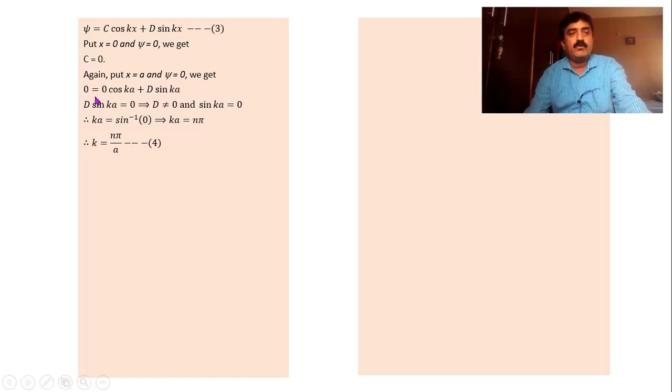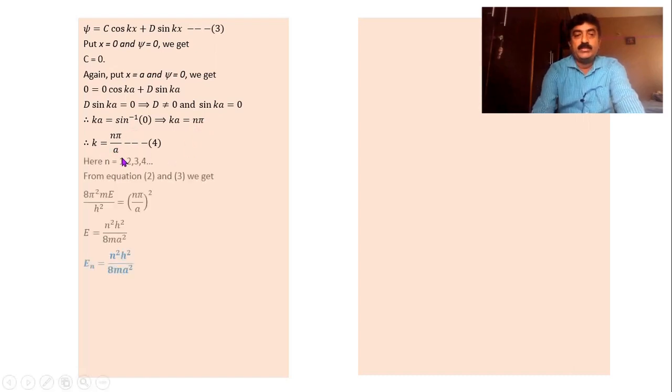So after putting that boundary condition, I get d sin ka equal to 0. Please follow the steps. D cannot be 0, I told you. Therefore, sin ka equal to 0. When sin ka equal to 0, ka must be sin inverse of 0, and sin inverse of 0 is n pi. Therefore, k is equal to n pi by a, where n is 1, 2, 3, etc. Now from equations 2 and 3, that means in the previous slide I wrote the k value, k square is equal to 8 pi square m E by h square, as written.